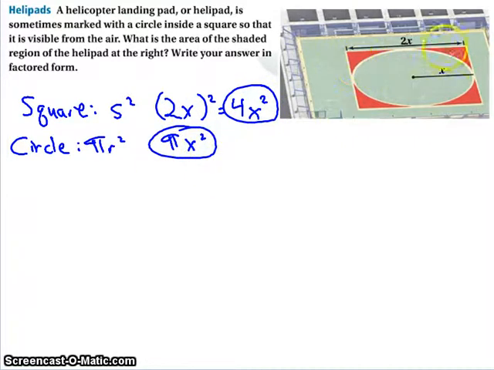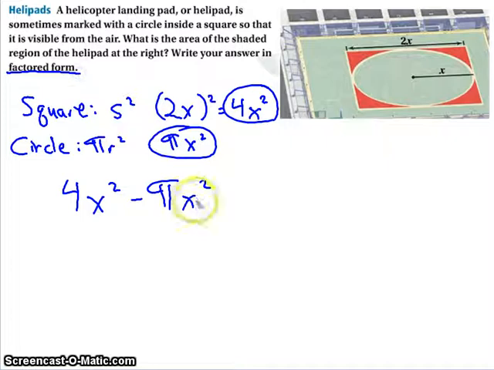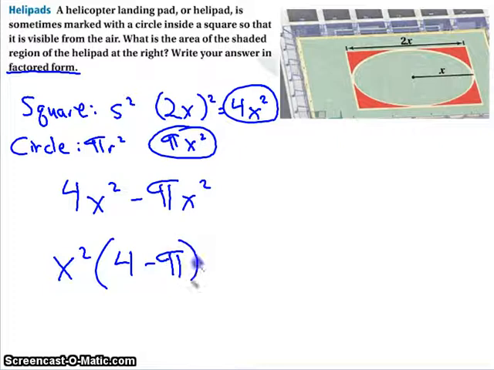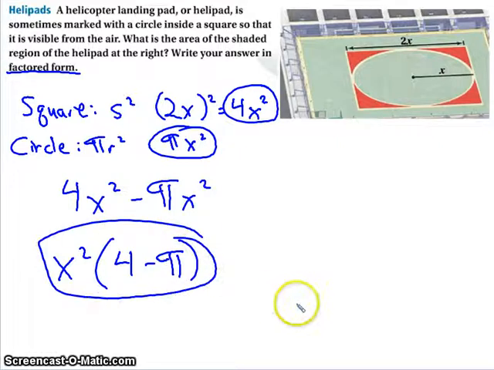In order to find out the red parts, I have to subtract them. So 4x squared minus pi x squared. Notice they have something in common, so I can factor that out. It says write it in factored form. So I'm going to pull out an x squared, and I'm going to be left with 4 minus pi. And that is the factored form.